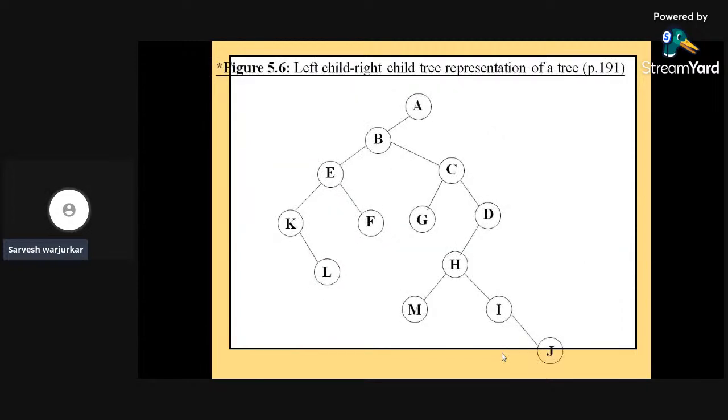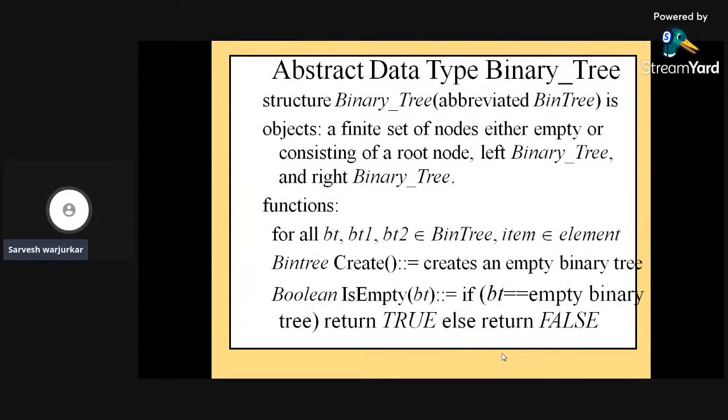Same thing is like this. That same diagram I have explained in the last slide. The abstract data type of binary tree: struct BinaryTree has objects, a finite set of nodes either empty or consisting of a root node, a left binary tree and a right binary tree. The functions are, for example, for all binary tree 1, binary tree 2 belonging to the binary tree set, item belonging to the element, and so on.